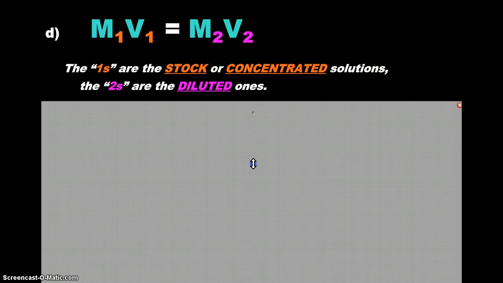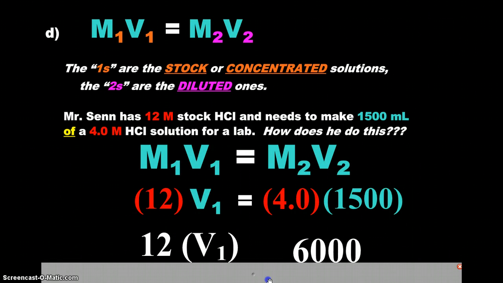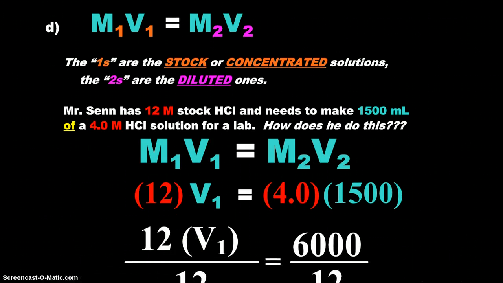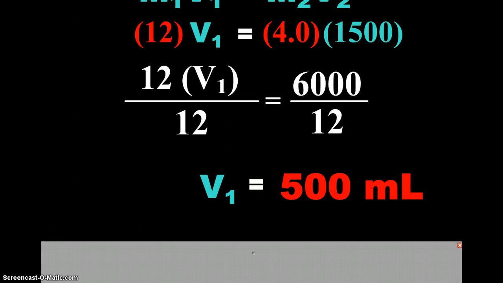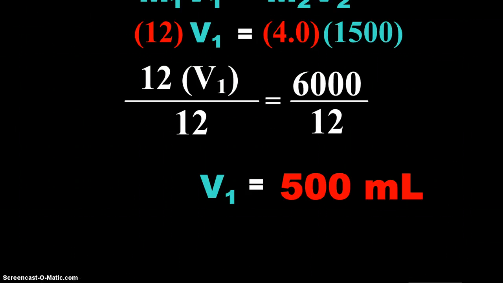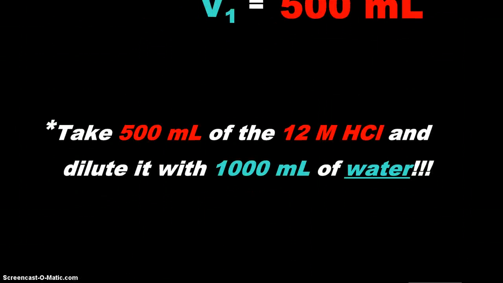And so just like we did on this sample problem, you'll do the calculation, you'll find out V1, and then once you know that volume, you'll be able to figure out how much water you need to dilute with.